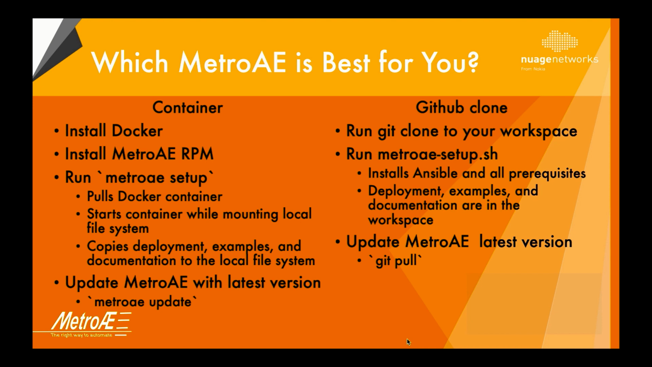Then when it's time to do an update on the container, it's pretty easy. A MetroAE update, and that will pull down the latest container and replace the one that you're running. All of those files that you have on disk are not touched, so that you can continue to use the same deployments. You don't have to recreate any of that stuff. You don't have to back it up. We'll take care of that. And then for the git clone, it's pretty easy also. Git pull, so that just pulls down the latest when you want to upgrade.